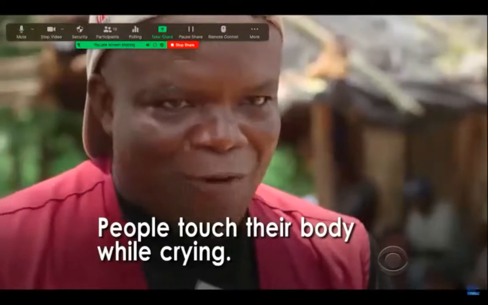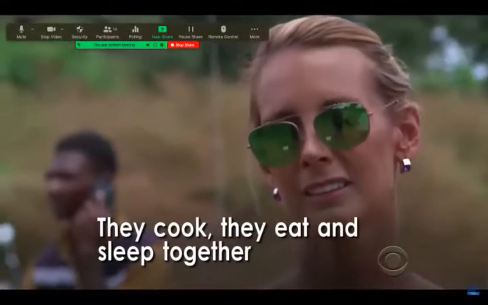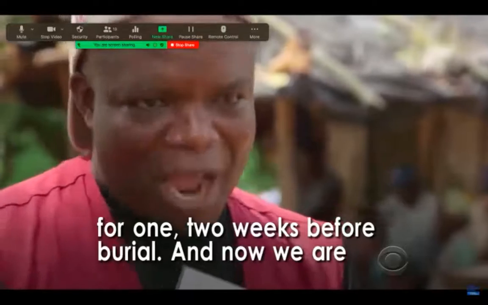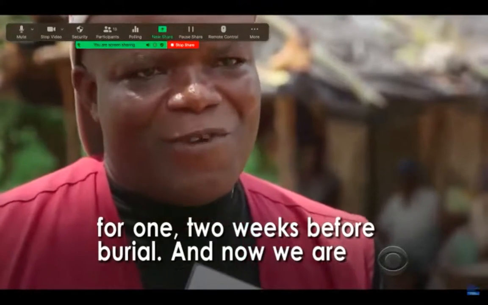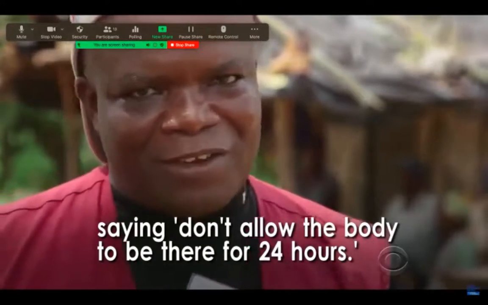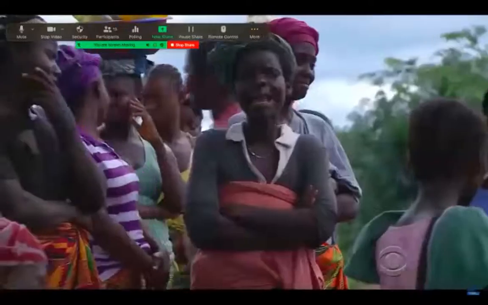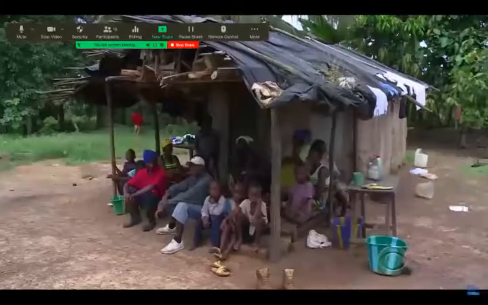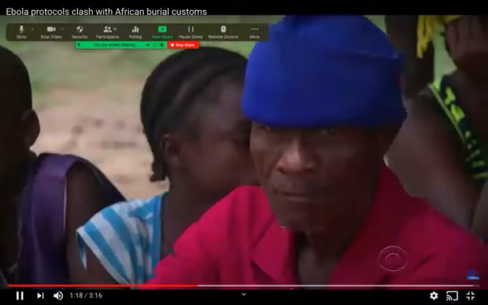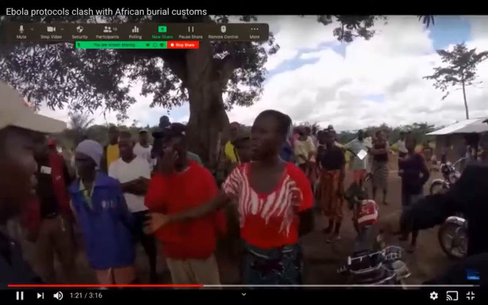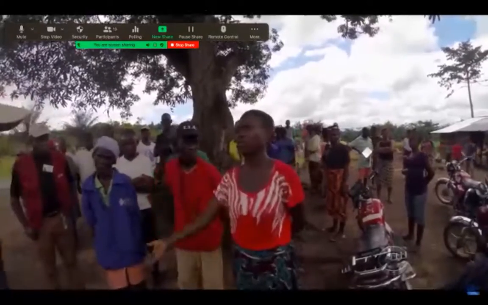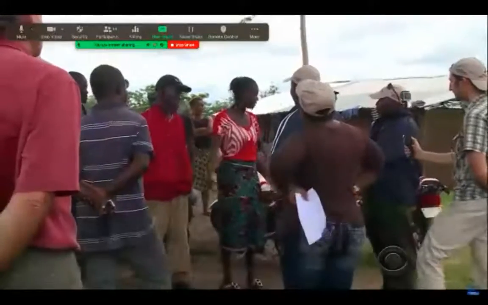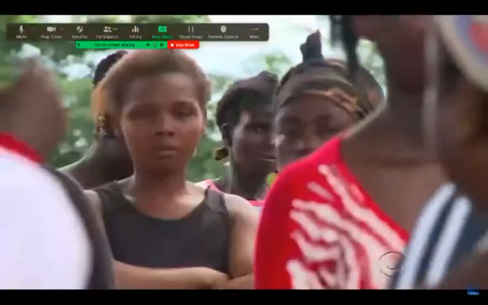People touch the body while crying. They cook, they eat and sleep together for 1-2 weeks before burial. And now we are saying, don't allow the body to be there for 24 hours. The new rules don't go over well. Sometimes villagers hide bodies or bury them in secret to avoid the government. Even now, this dead man's widow emphatically denies her husband died of the virus, despite the fact that Ebola claimed the lives of both his mother and sister.